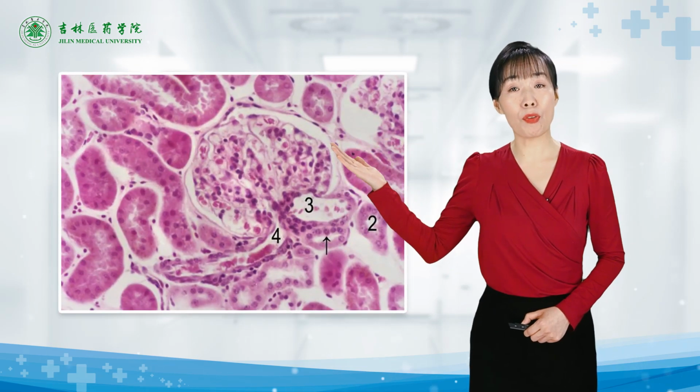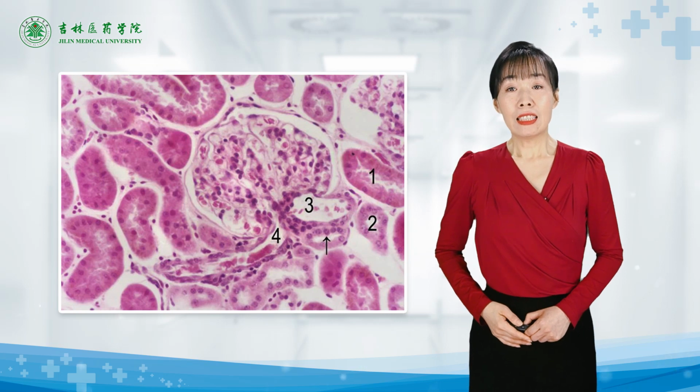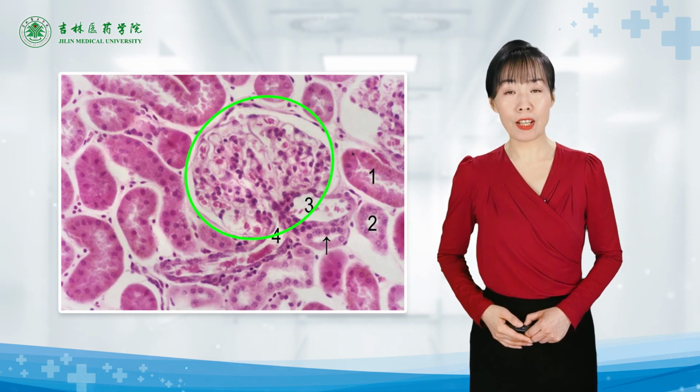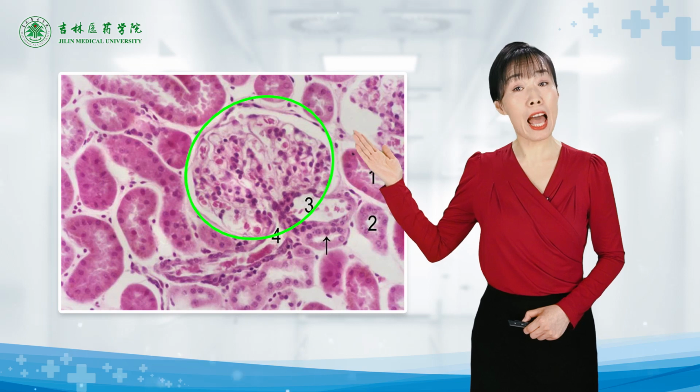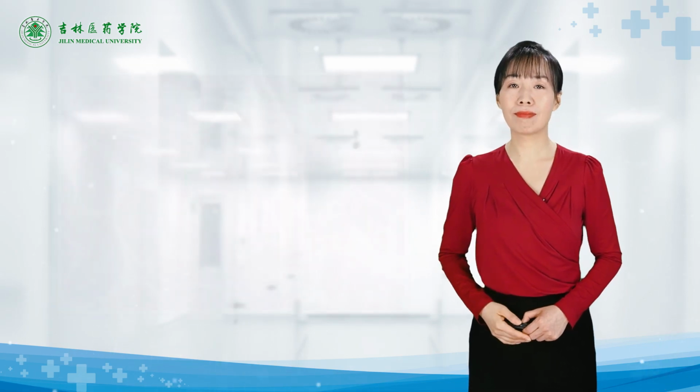This is the light micrograph of the nephron stained by H&E. The circle shows one renal corpuscle. 3 is the afferent arteriole. 4 is the efferent arteriole.